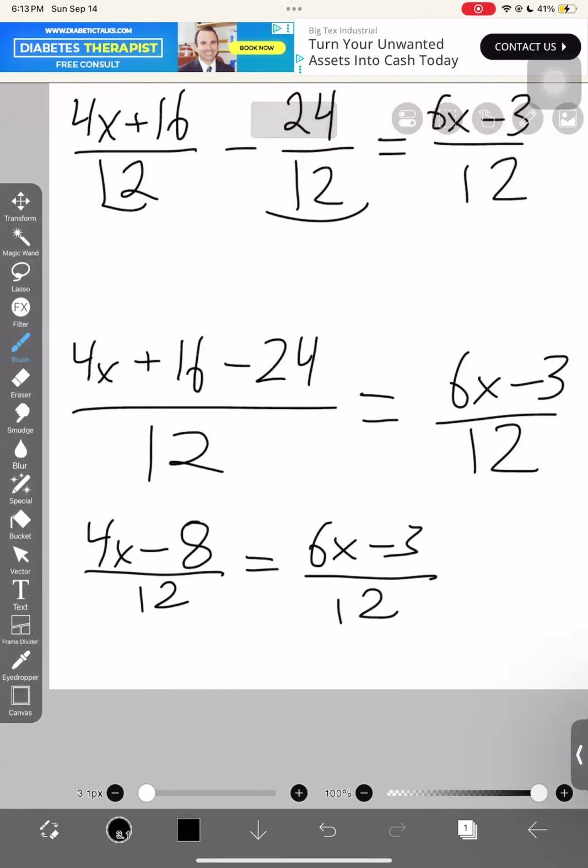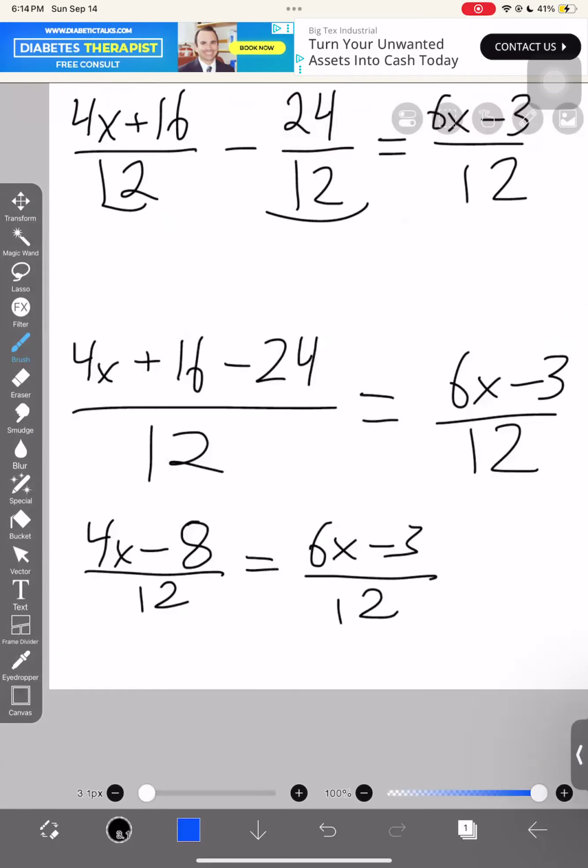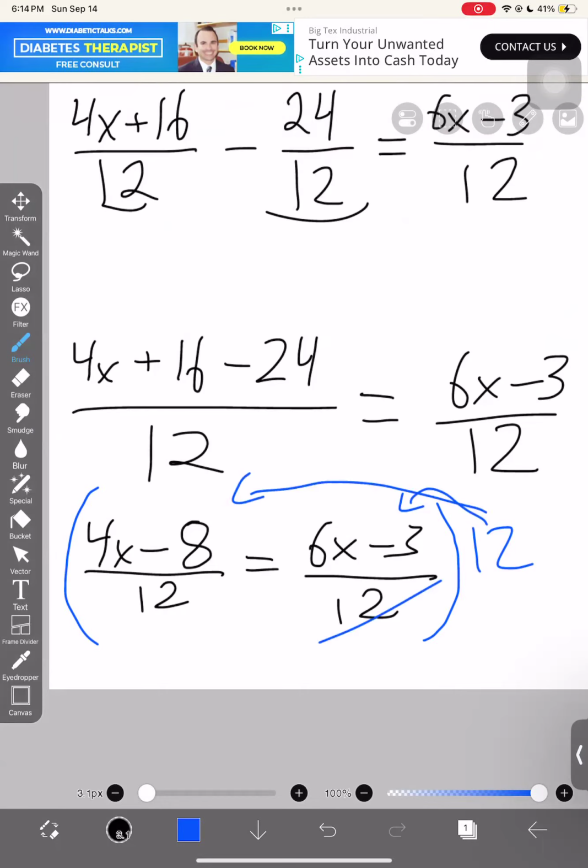Now here is where hopefully it doesn't get confusing, but I don't want to work with fractions. Fractions are kind of weird. I don't want to work with them. So what I can do is multiply the whole equation by 12. Because what's the opposite of dividing by 12? Well, multiplying by 12. And when I multiply, this cancels out, and this cancels out with that again.